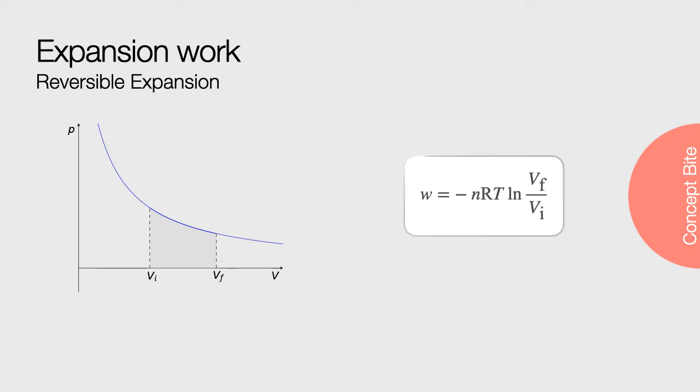How do we determine the work done during a reversible process, or the maximum possible work a system can do in an expansion? I'm going to start with the result. The area under the plot is given by the work done, which is minus nRT log Vf over Vi.